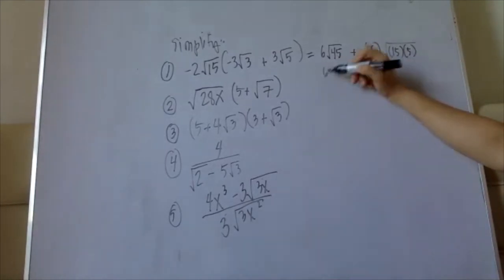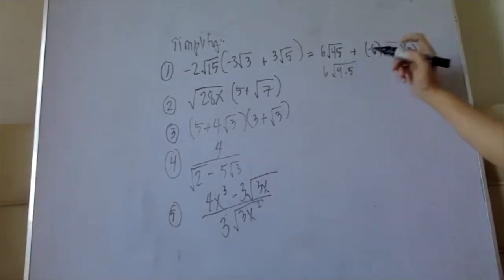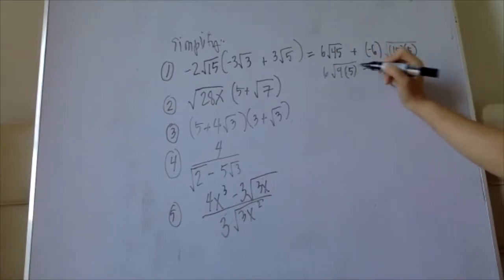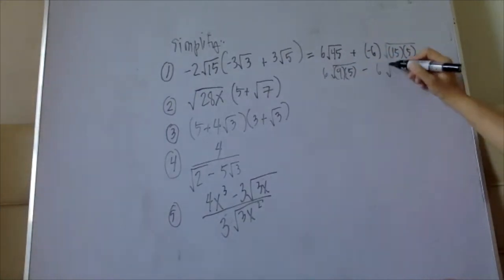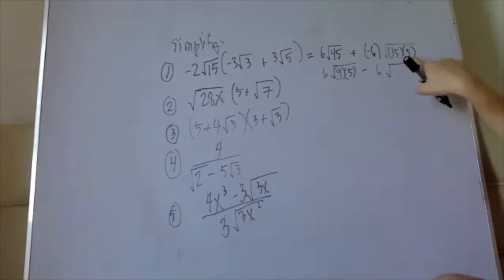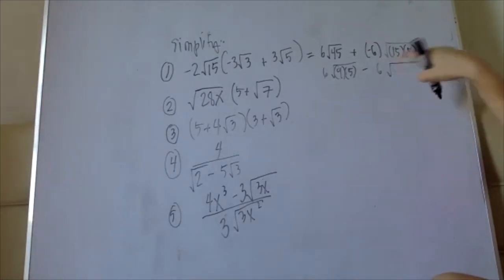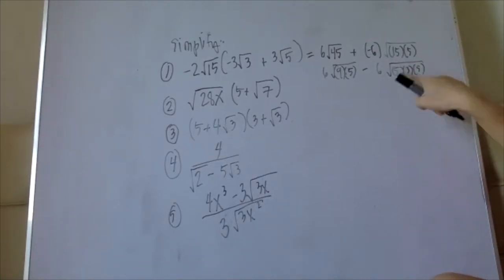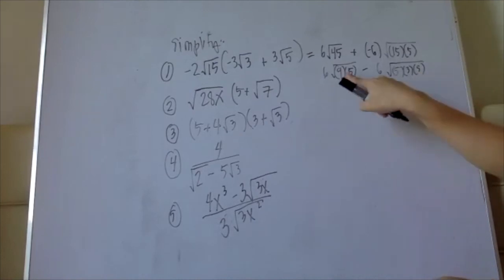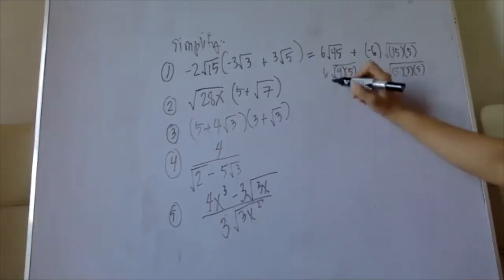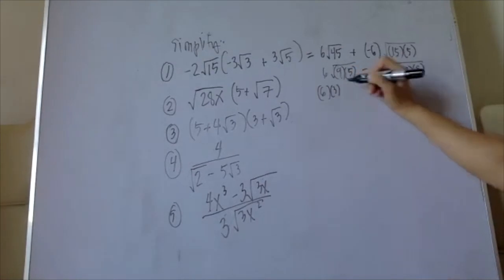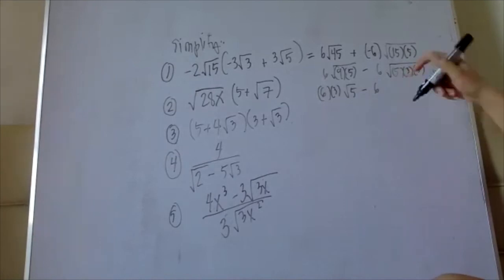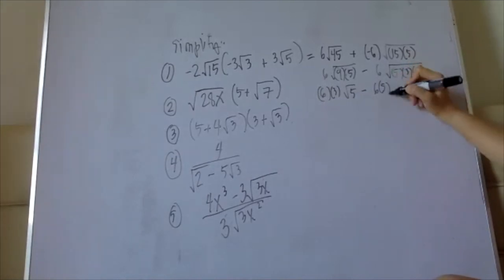Here, anong factors niya na perfect square? That would be 9 and 5. Ito naman, gagawin ko na siyang negative, guys, ha? Negative 6. Okay, 9 and 5 yan. How about here? Ito, may 5 ka na here. Ito, anong factors niya? 5 and 3. So, we can say 5 times 3 times 5. So, may 5 squared ka. Pwede mo yung ilabas. Ito, 9, pwede mo ilabas. Magiging 6 times 3 square root of 5 minus 6 times, pwede mo ilabas yung 5. Kasi 5 times 5 yan. Square.